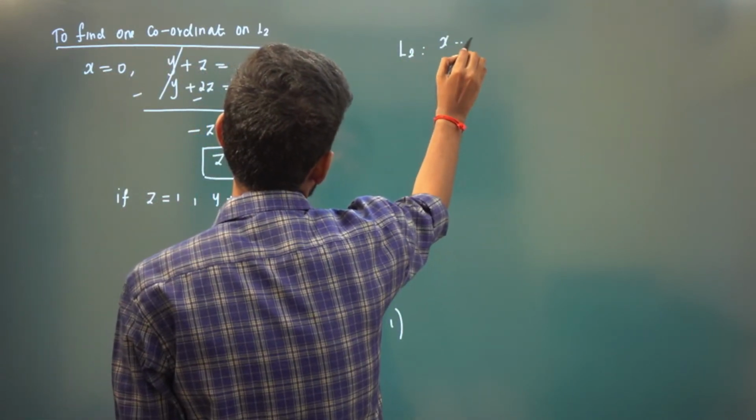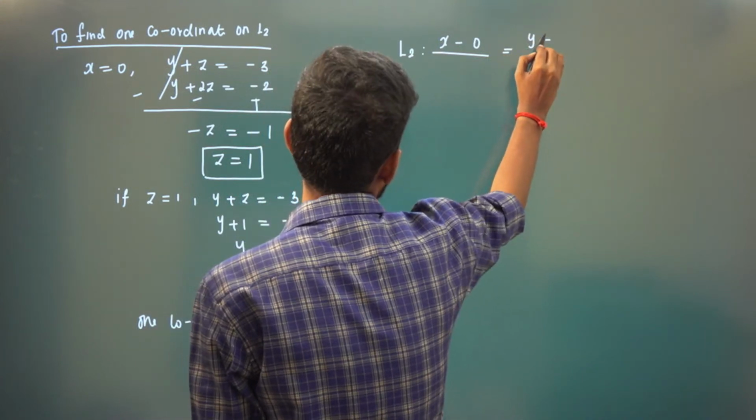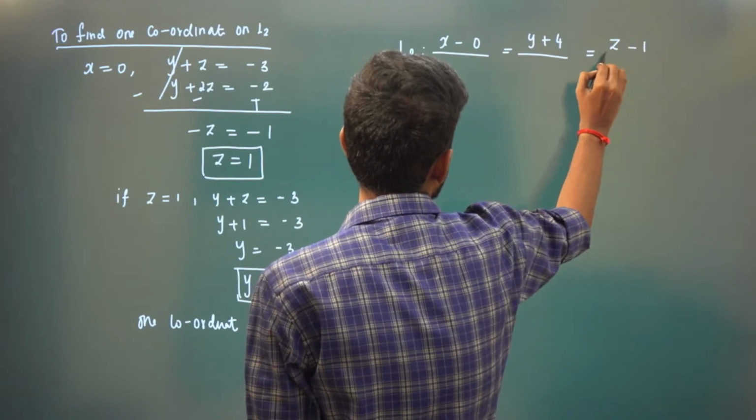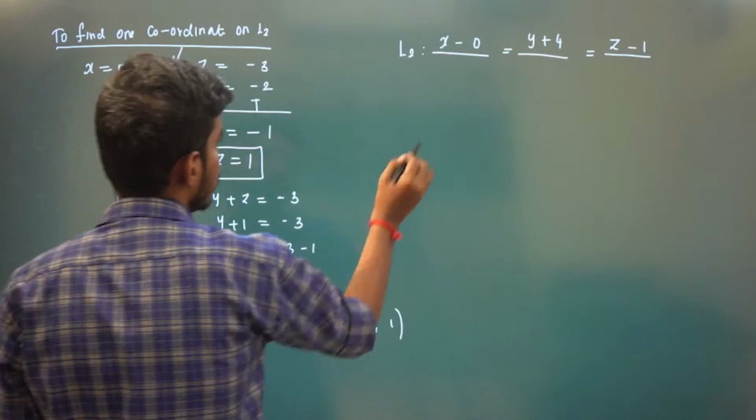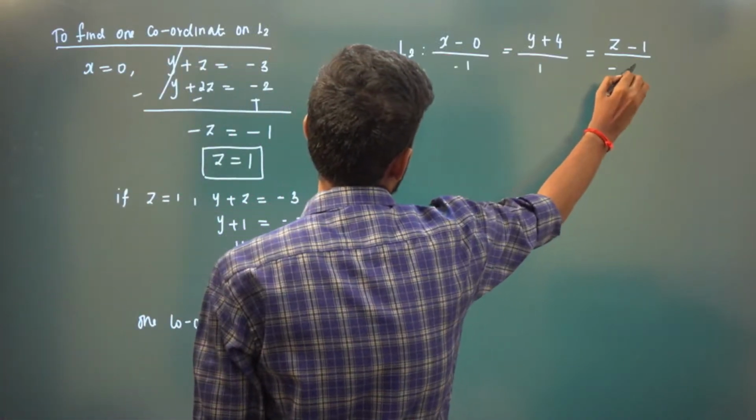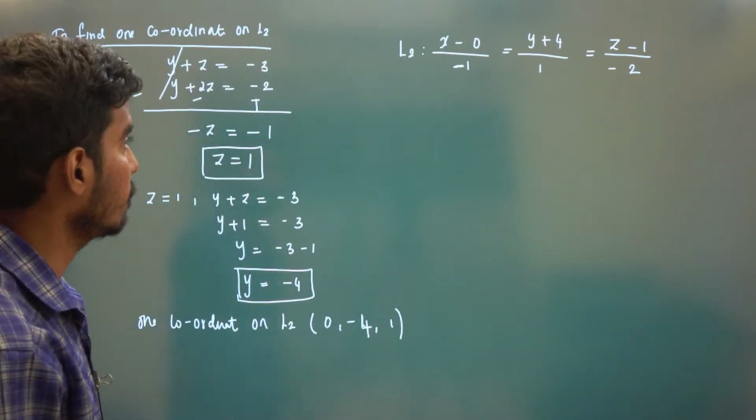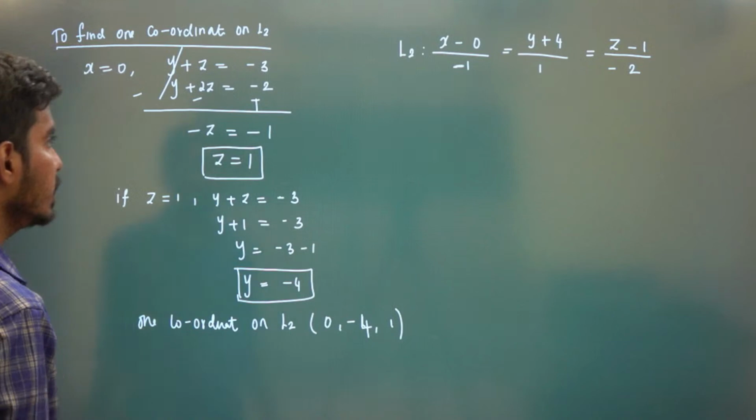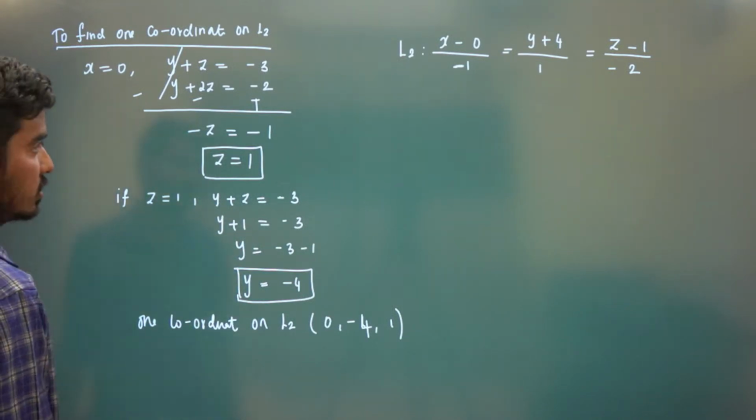So L2 is x minus 0, y plus 4, z minus 1, divided by the direction ratio, which is minus 1, 1, minus 2. So we know both lines in symmetrical form. Just apply the shortest distance formula.